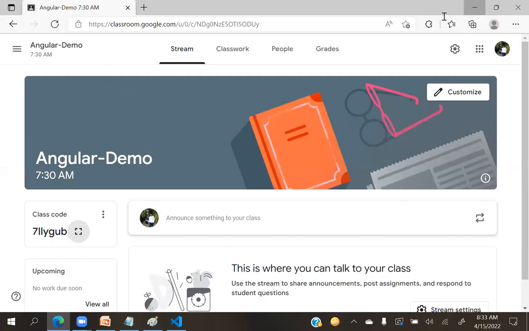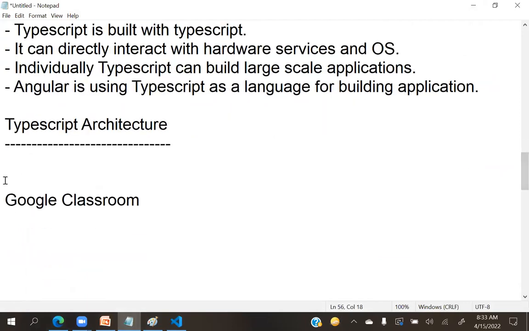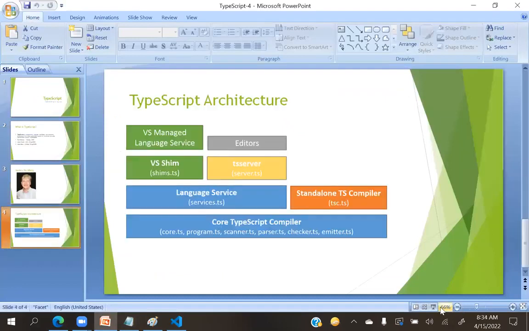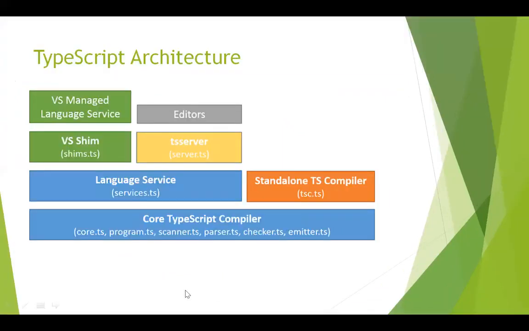So here, let's see what the TypeScript architecture is. The basic architecture of TypeScript, that means how TypeScript actually works. Let's see this. As a developer, if you know some technical terms, it is easy to understand.